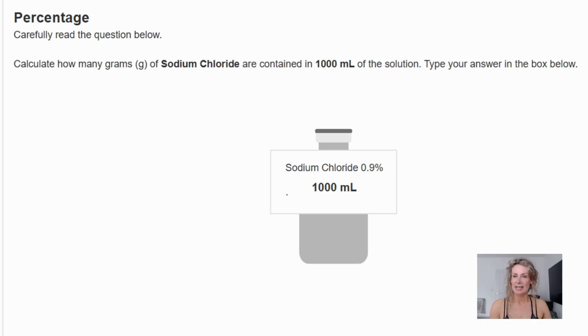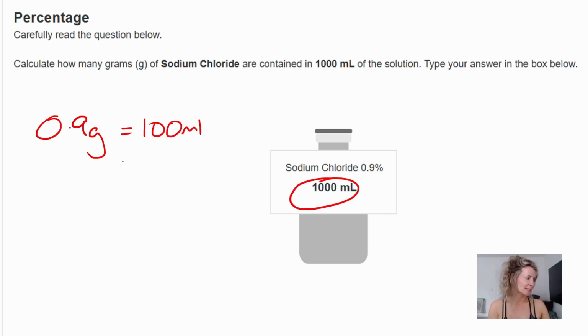This question is asking how many grams of sodium chloride are contained within 1,000 mils. In this case, we have 0.9%, so that means that 0.9 grams equals 100 mils. Now that we know that, we have a look and see what is it we would like to find out. We want to know how much is contained in 1,000 mils. How do I get 100 to be 1,000? Well, I would times it by 10. And that means that I have to do the same thing on the other side.